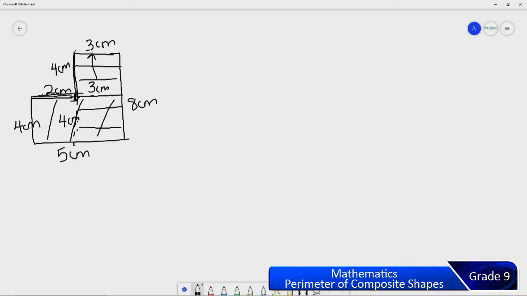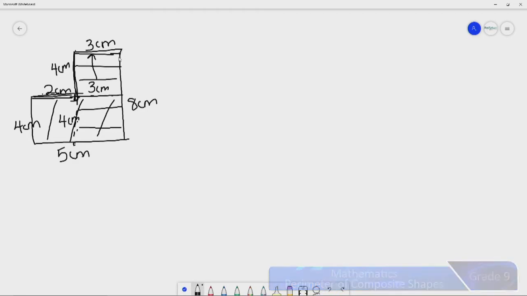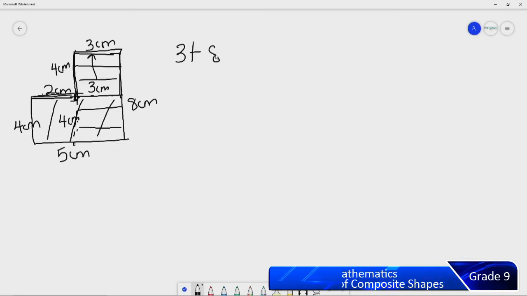So now that we have all of the side lengths: at the top, 3 cm, on this side 8 cm, at the bottom 5 cm, on this side 4 cm, 2 cm and another 4 cm, then we could proceed to summing them. So we would have to add 3 plus 8 plus 5 plus 4 plus 2 plus 4.